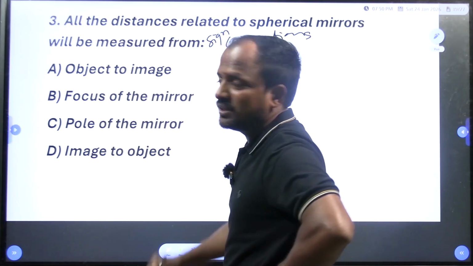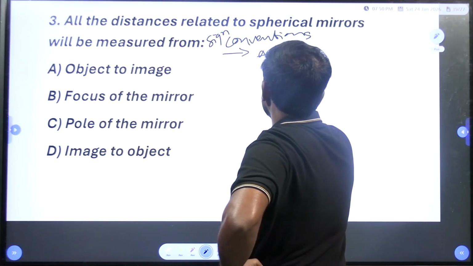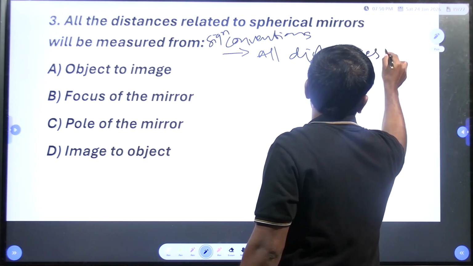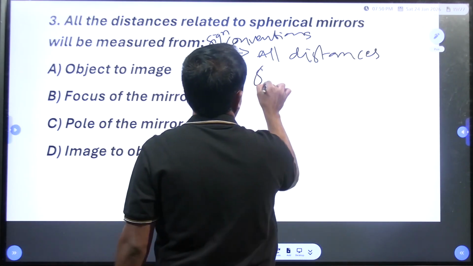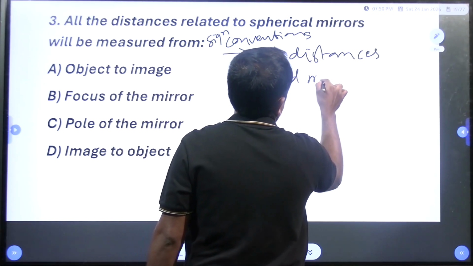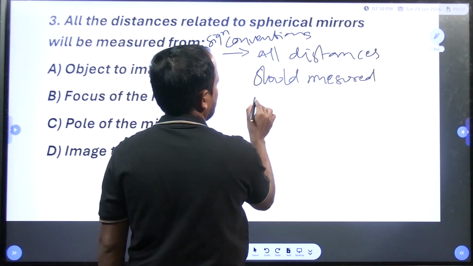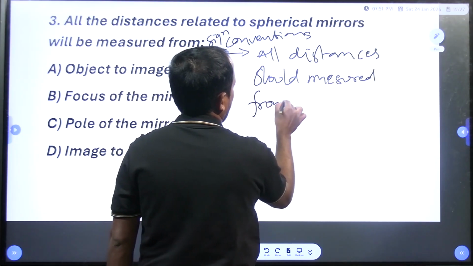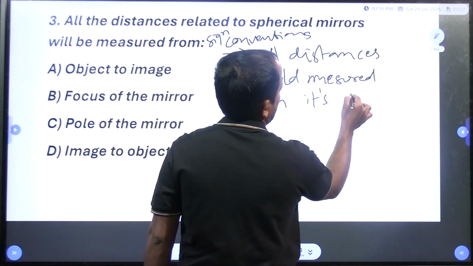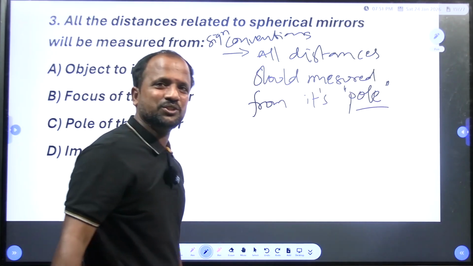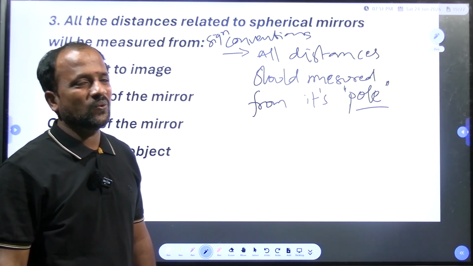Sign conventions. All distances should be measured from its pole. All distances should be measured from the pole.